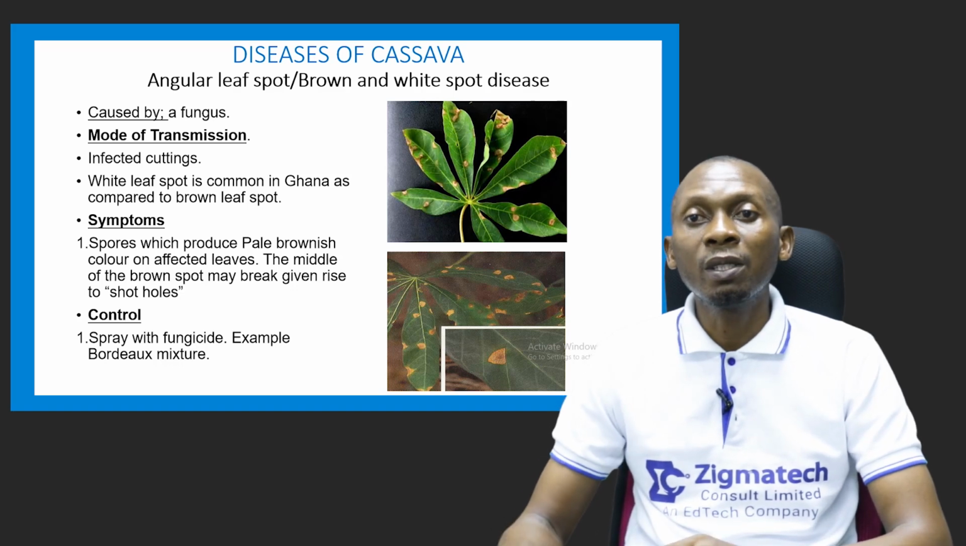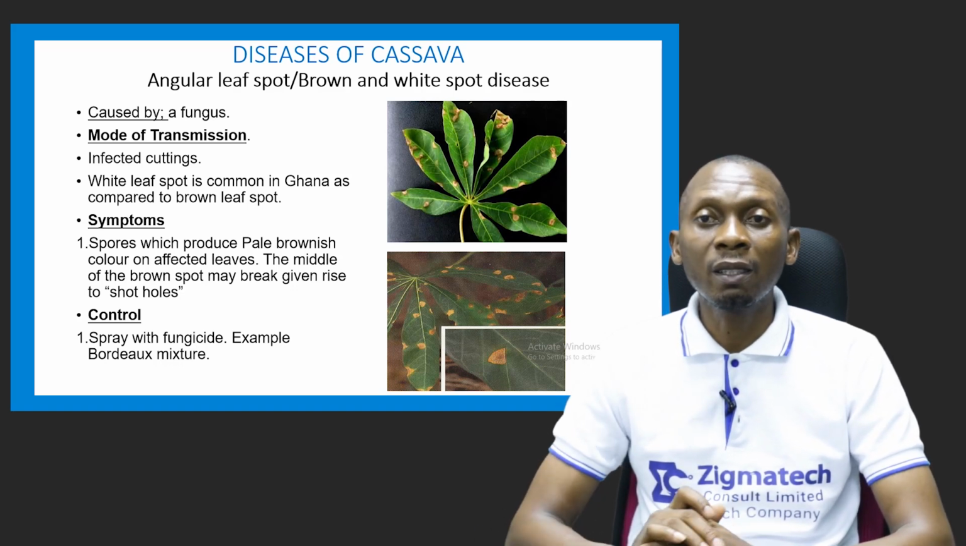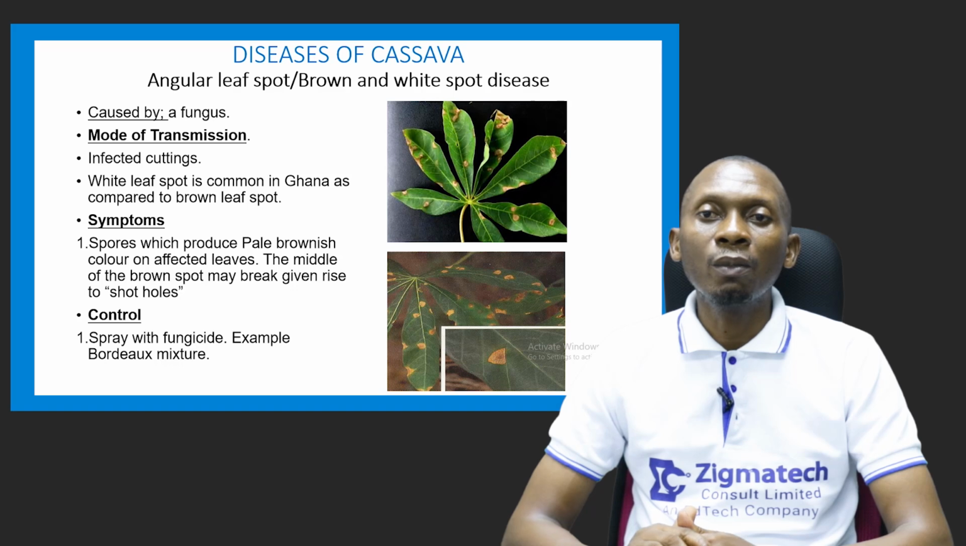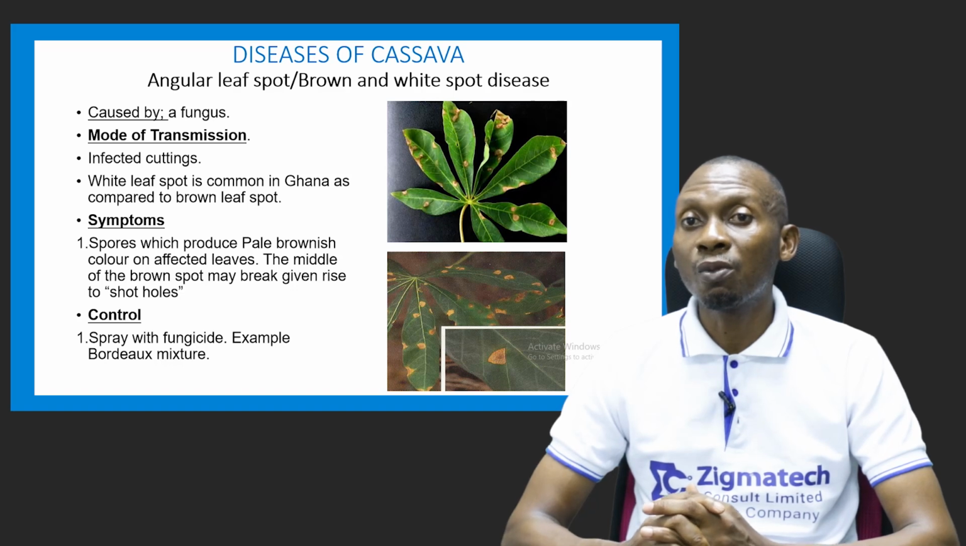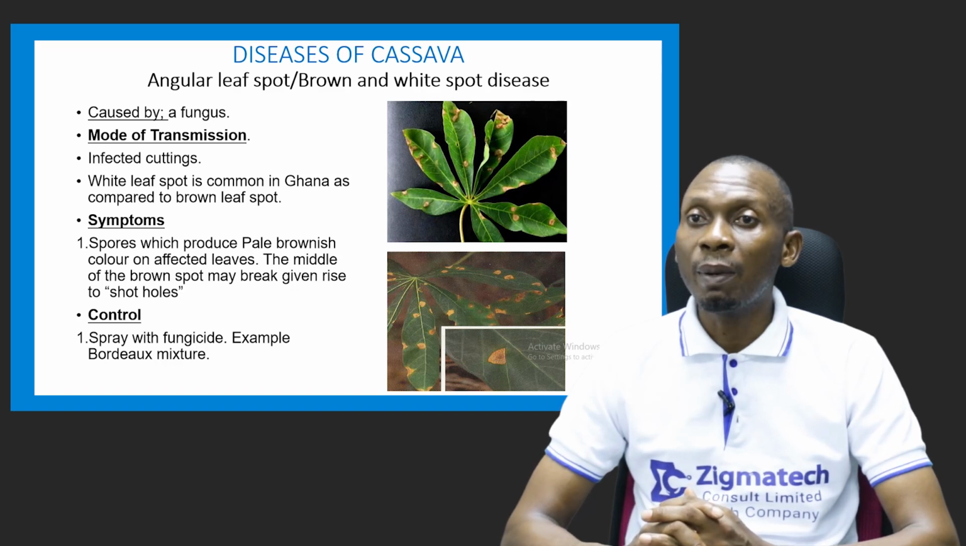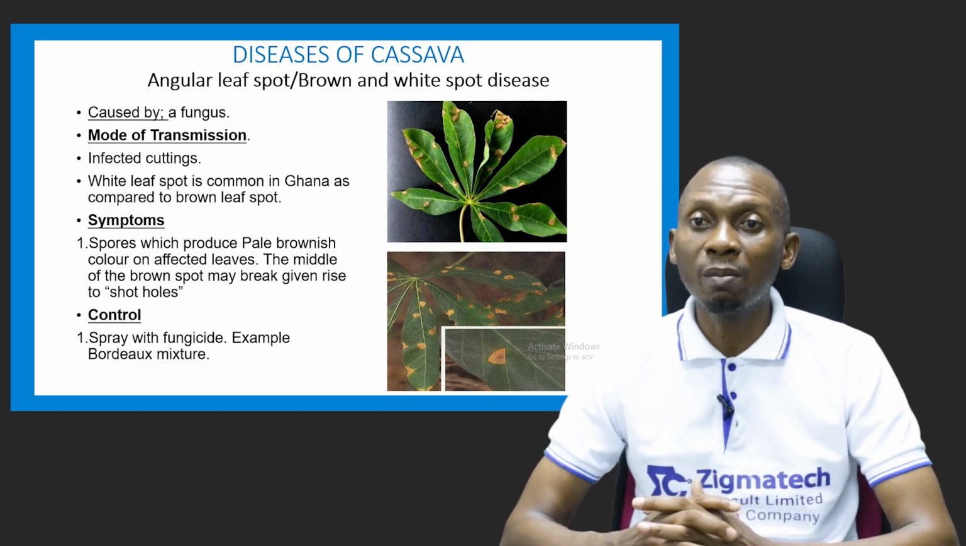Next we have angular leaf spot, or brown and white spot disease, caused by fungus, and the mode of transmission is through infected cuttings. And then the white leaf spot is common in Ghana as compared to brown leaf spot. So it's usually transmitted through infected cuttings. And remember, we have the brown leaf spot and the white leaf spot. The white leaf spot is common in Ghana as compared to the brown leaf spot.